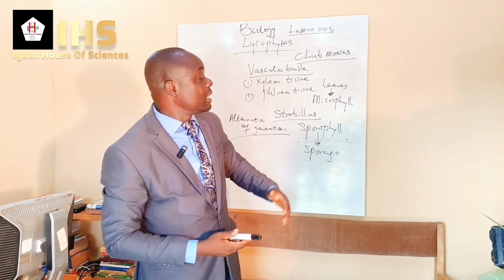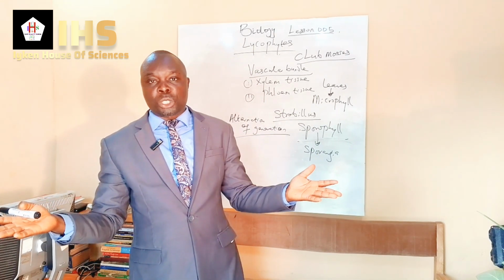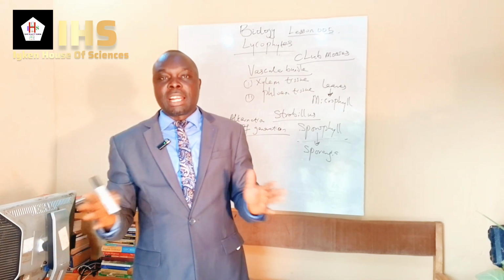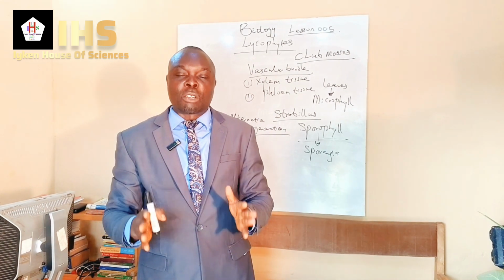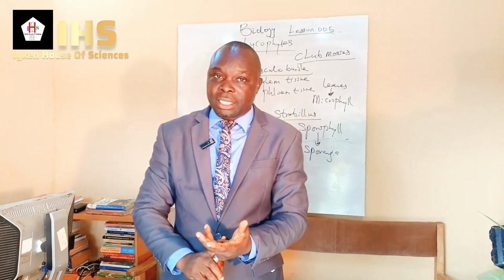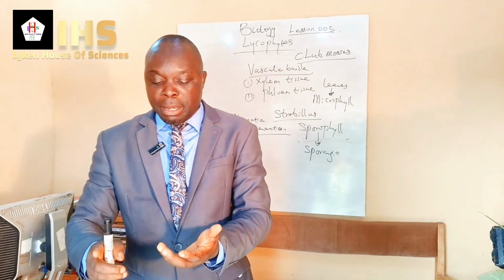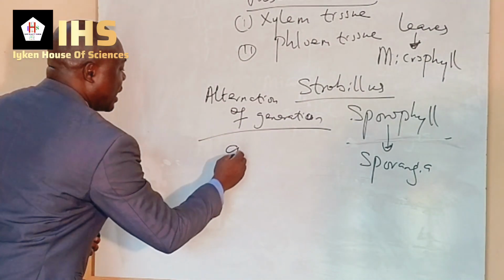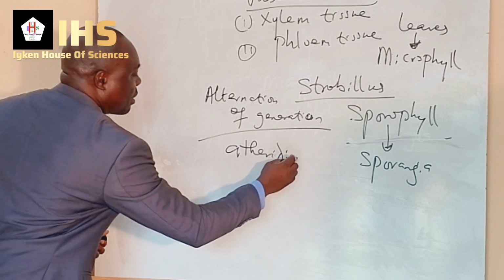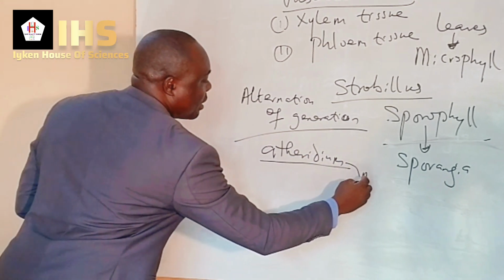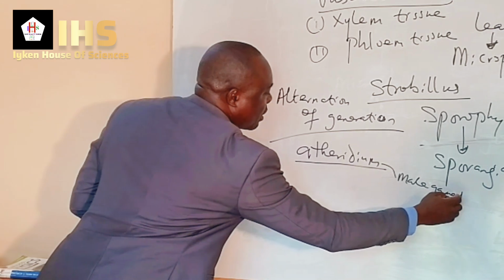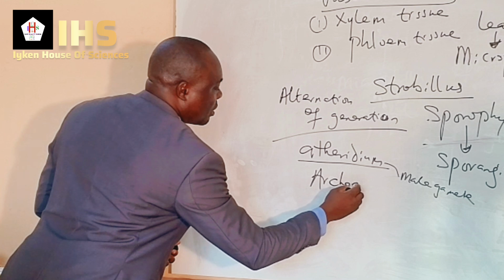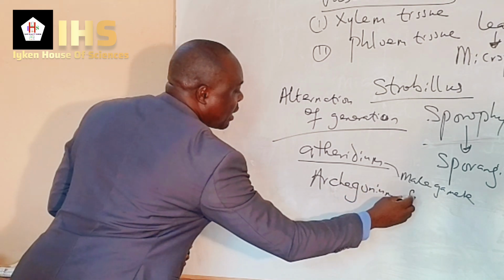I told you that it is at the sporophyte stage that the spores are produced. Gametophyte stage is where the gametes are produced. And I say there are two gametes produced at the gametophyte stage. They are the male gamete and the female gamete. The male gamete is produced at the antheridium, while archegonium is for the female gamete.